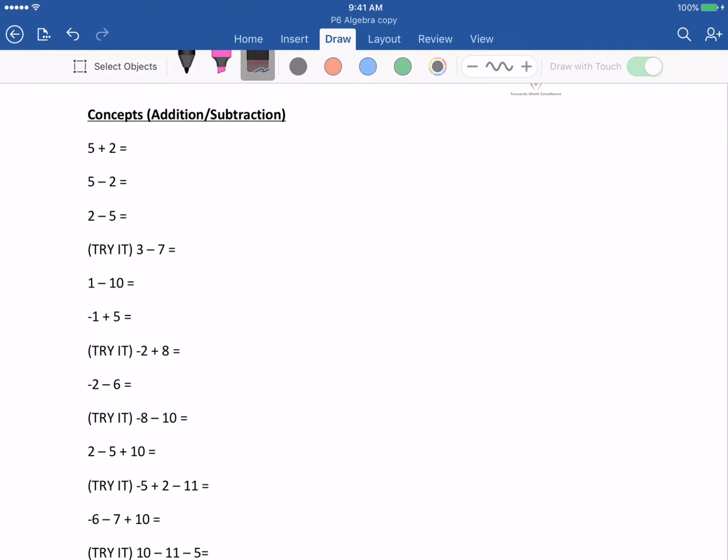So let's try first. The first one, the question asks me to find the value of 5 plus 2. So 5 plus 2 is pretty simple. I think everyone knows that, which equals 7. But why is that the reason? Why is 5 plus 2 equal to 7? It's based on the number line here.